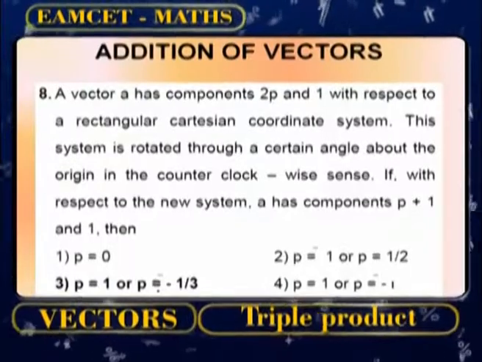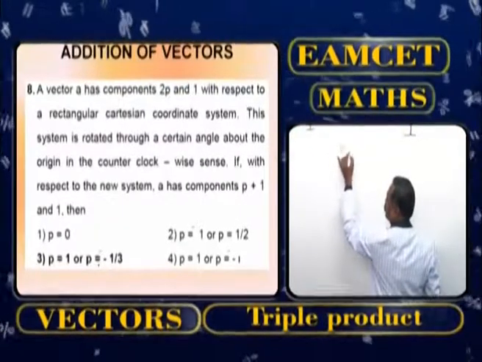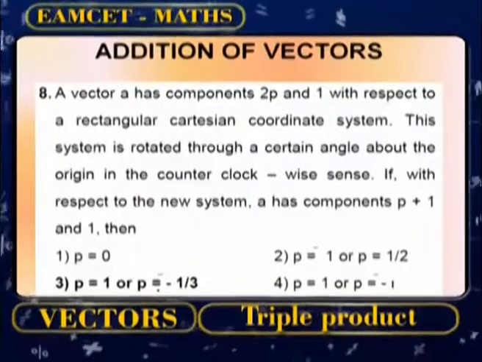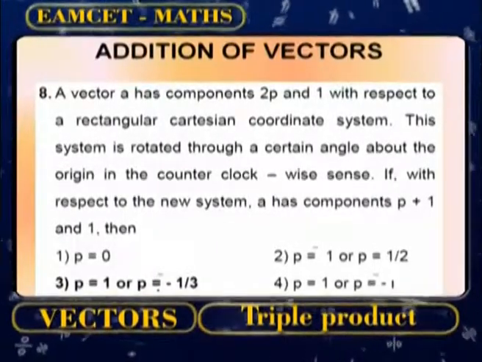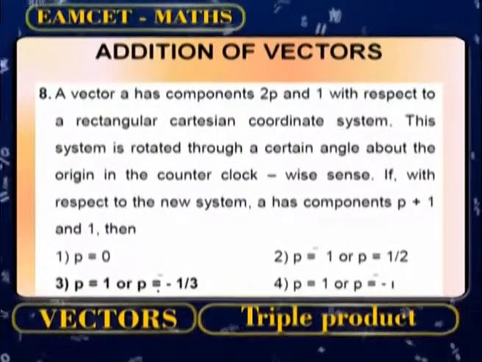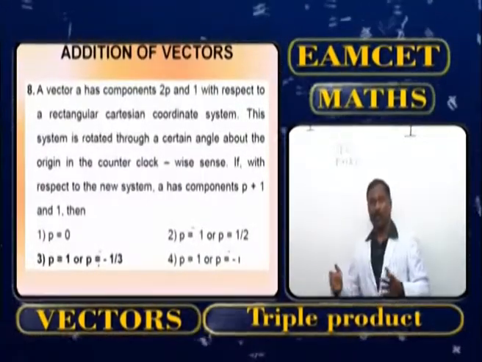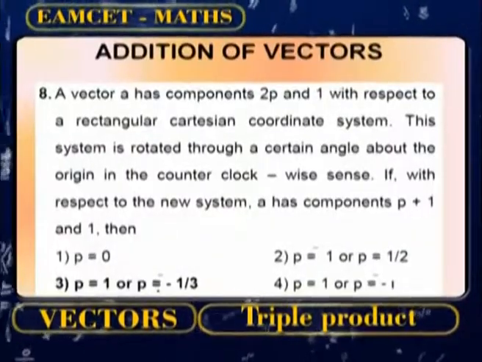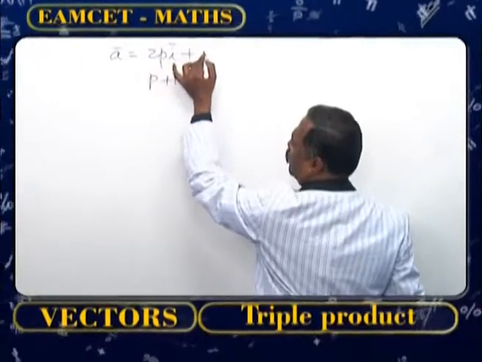Now the next one: a vector has components 2p and 1 with respect to a rectangular Cartesian coordinate system. This system is rotated through a certain angle about the origin in the counterclockwise sense. If with respect to the new system, A bar has components p plus 1 and 1. A rectangular coordinate system is there, and A bar has components. I will write A bar is equal to 2p i bar plus 1 into j bar.